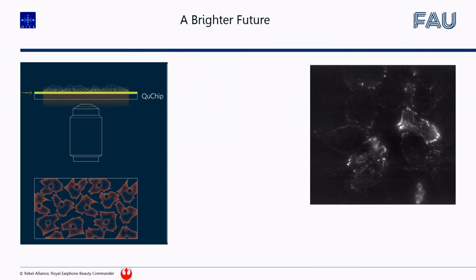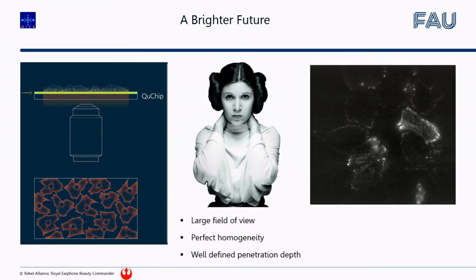There is a solution now out. It is a Q-chip from Interference, which will allow you... Could you play that movie, please, for me? Thank you. So this chip will allow you a really large field of view on your TIRF sample, and has an almost perfect homogeneity, and it has a well-defined penetration depth on all channels you're going to use. So these are all substantial advantages. It is just in the making.